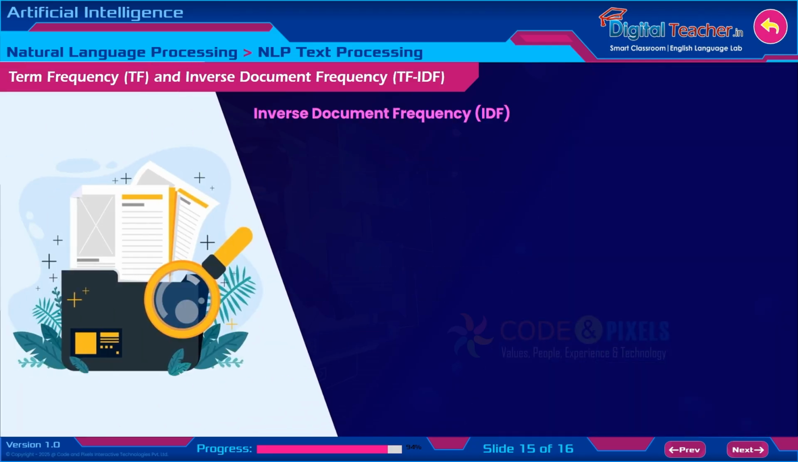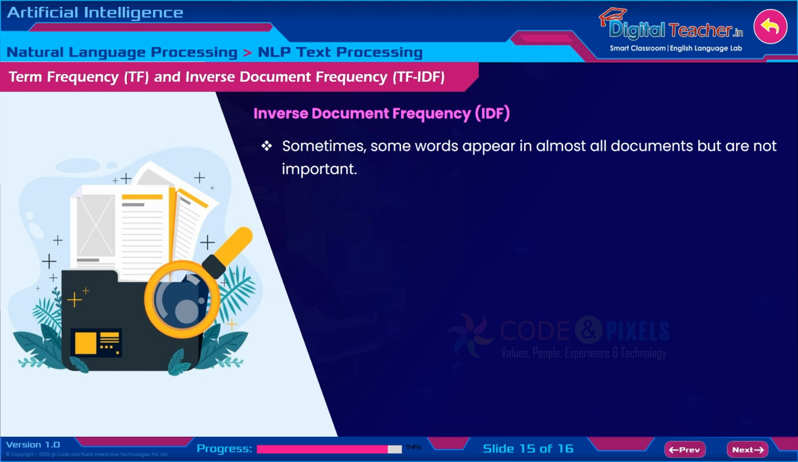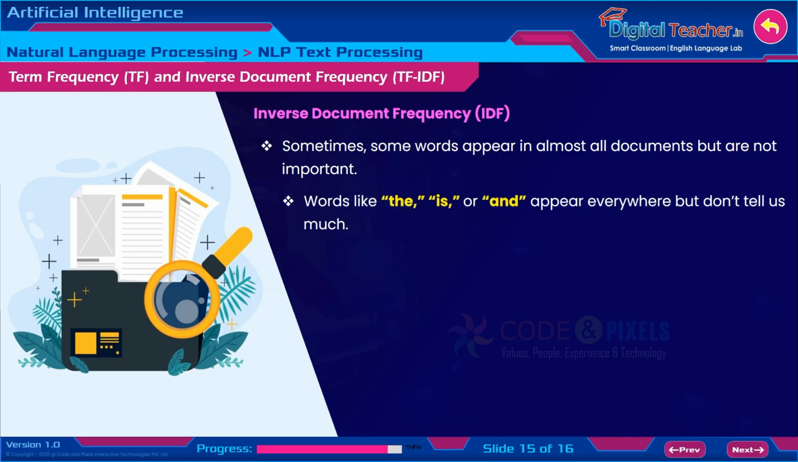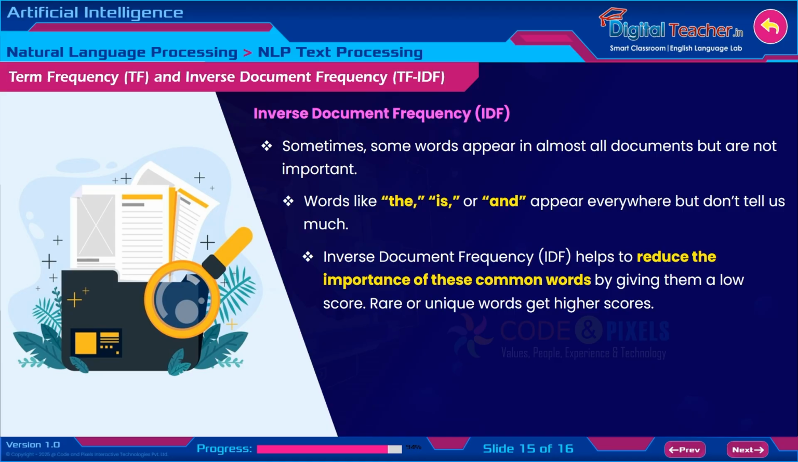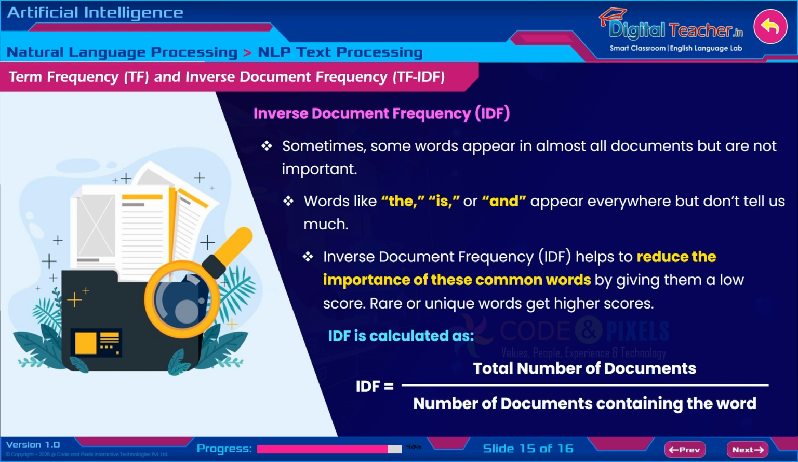Inverse document frequency. Sometimes, some words appear in almost all documents, but are not important. Words like the, is, or and appear everywhere but don't tell us much. Inverse document frequency helps to reduce the importance of these common words by giving them a low score. Rare or unique words get higher scores. Inverse document frequency is calculated as: inverse document frequency is equal to total number of documents divided by number of documents containing the word.